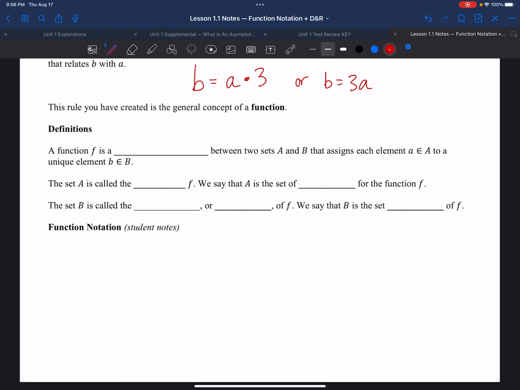Well, I kept saying it, right? A function, f, is a relation, right? A relation, sometimes it's called a rule. So I might actually say, if you want to write rule here, you could do that, but I'm not going to keep that in notes. So a function is a relation between two sets, A and B, that assigns each element a in A to a unique element b in B.